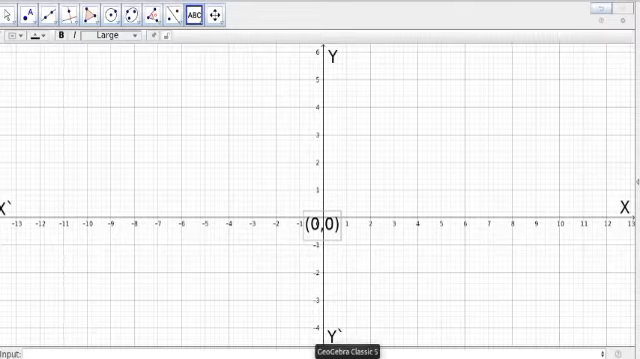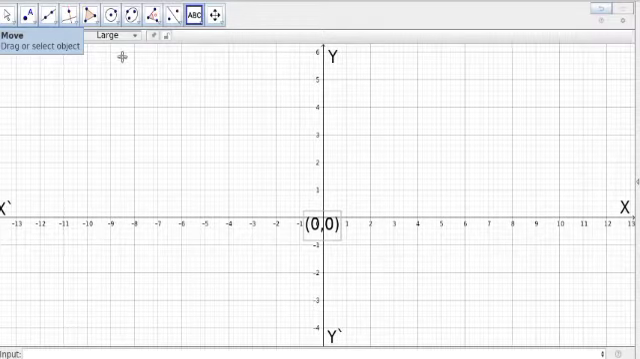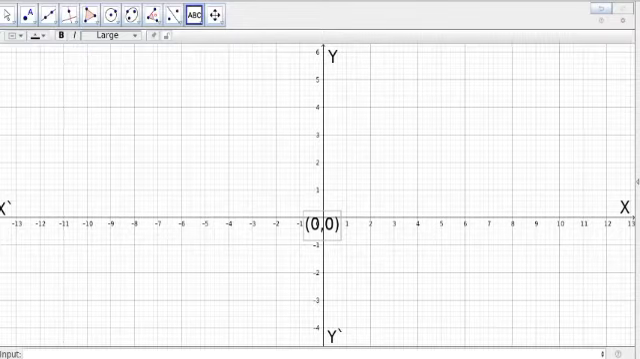The plane determined by the x-axis and y-axis is called the coordinate plane. Here you can see a paper or page. That page is called the coordinate plane, and this coordinate plane is formed by these two axes, that is, the x-axis and y-axis.